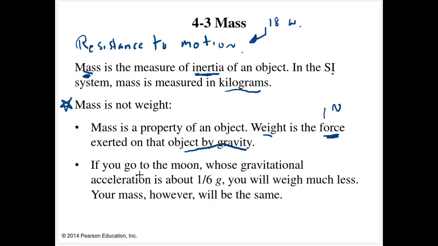So if you were to, for example, go to the moon, where the gravitational acceleration is much lower than on Earth, it's actually 1.6, your mass would be the same as it was on Earth, however your weight would be much, much less.